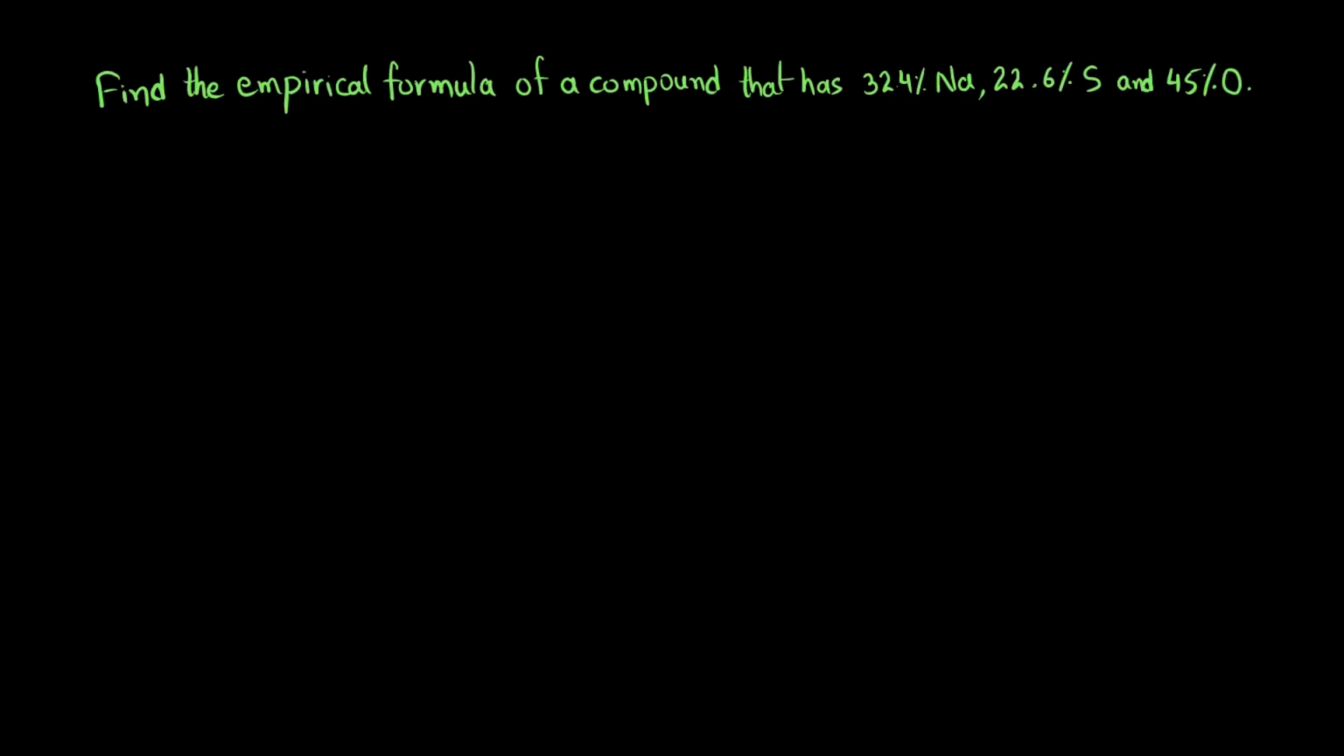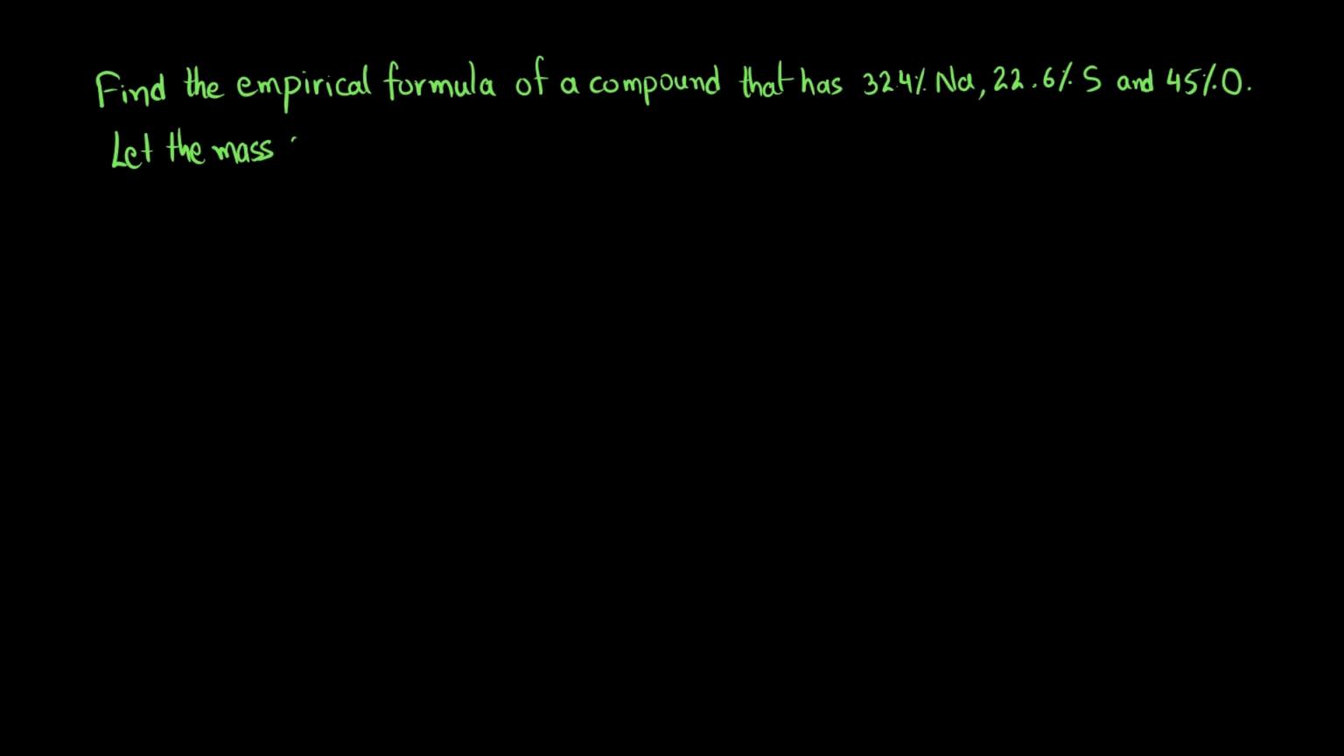Now let's see how to solve this word problem. Find the empirical formula of a compound that has 32.4% sodium, 22.6% sulfur, and the rest, 45%, is oxygen. For problems like this, you would assume that the mass of the compound is 100 grams. Assuming 100 grams makes the math easier. You will see why in the next line.